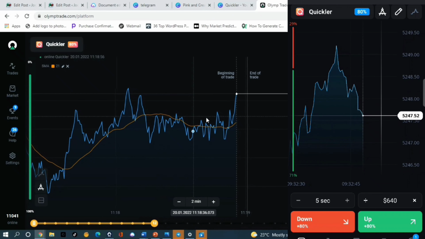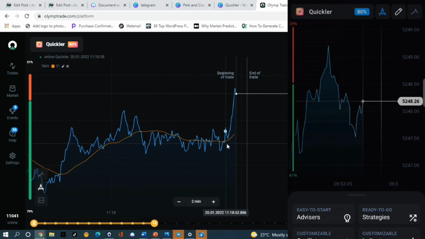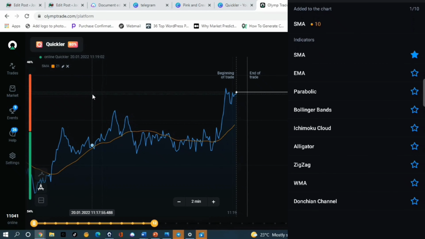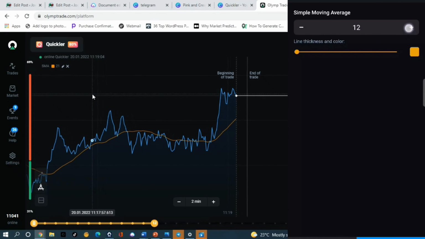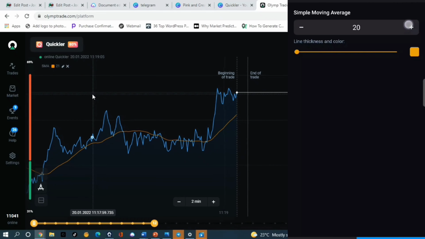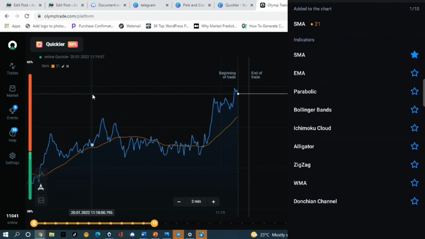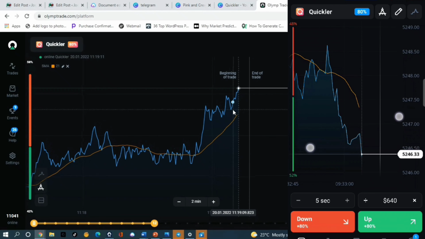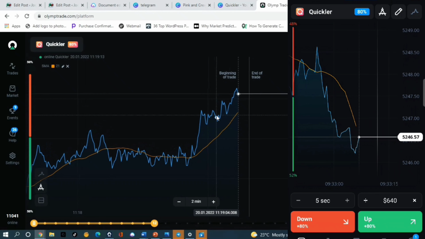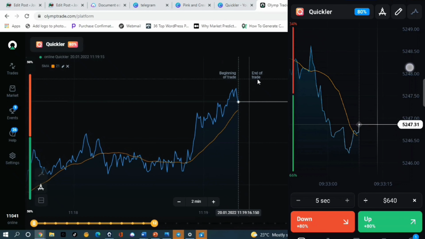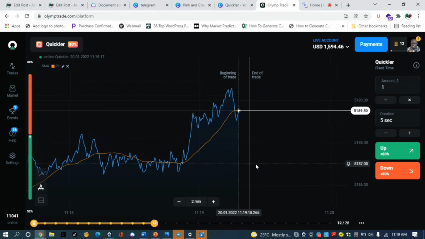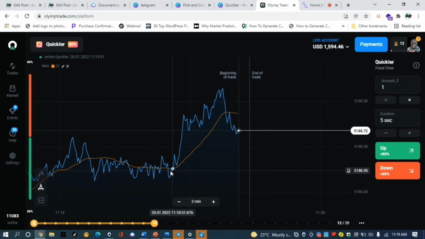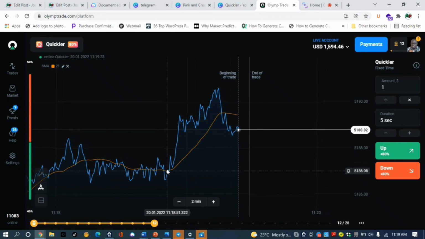Okay, so by increasing the period on the SMA, we will get fewer signals, but those signals will be more accurate. There are two things that we are going to be looking at while trading with the SMA. One, the direction of the SMA. Which direction is it facing? Is it facing up? Then that means you should trade up. Is it facing down? That means you should be trading down. Another thing that you'll be looking at is what we call SMA crossovers.